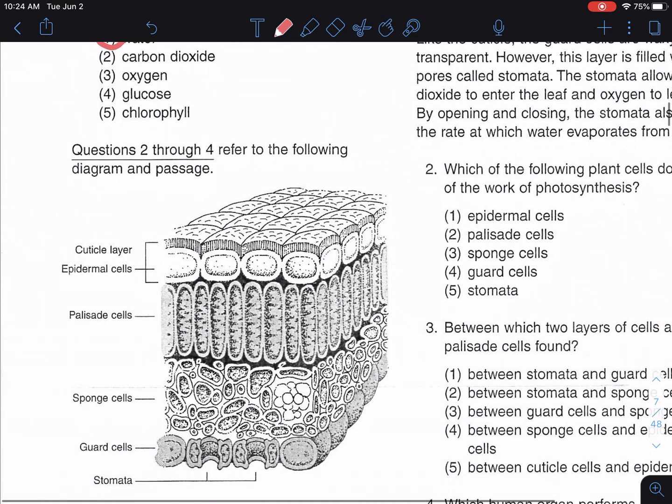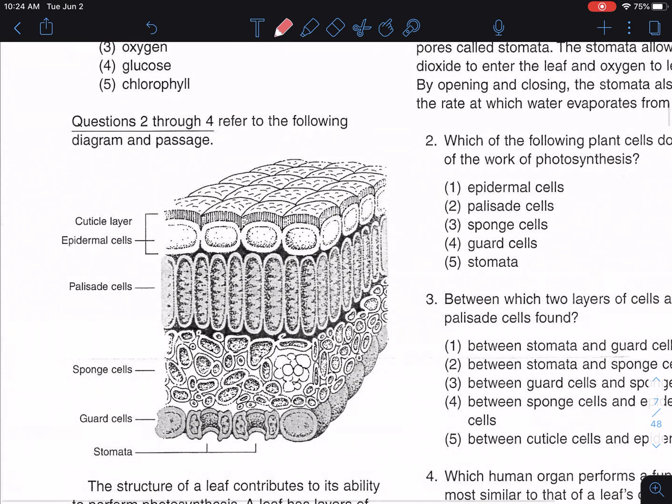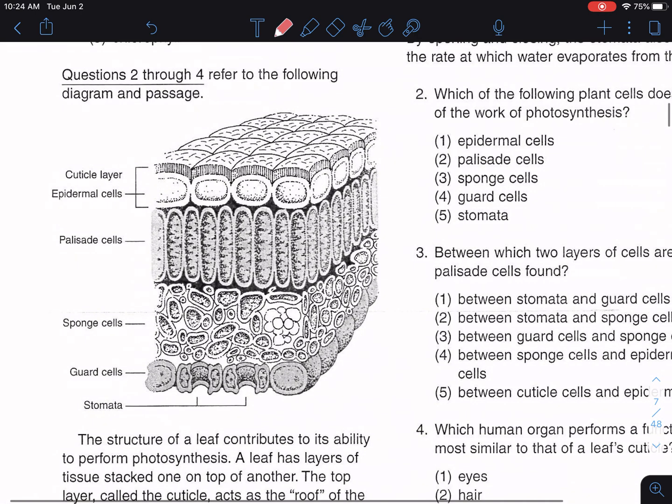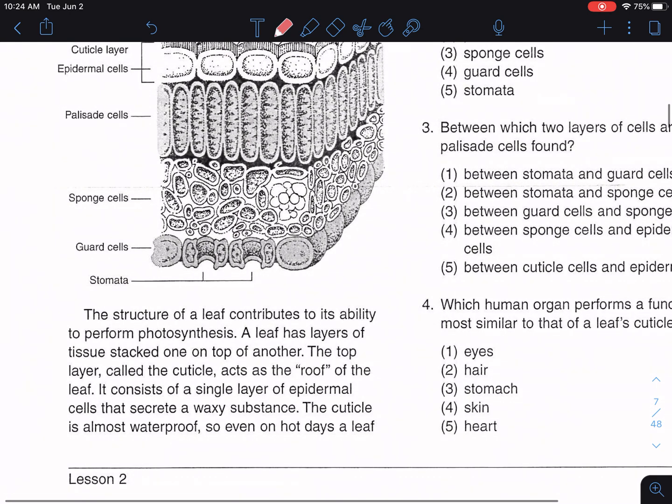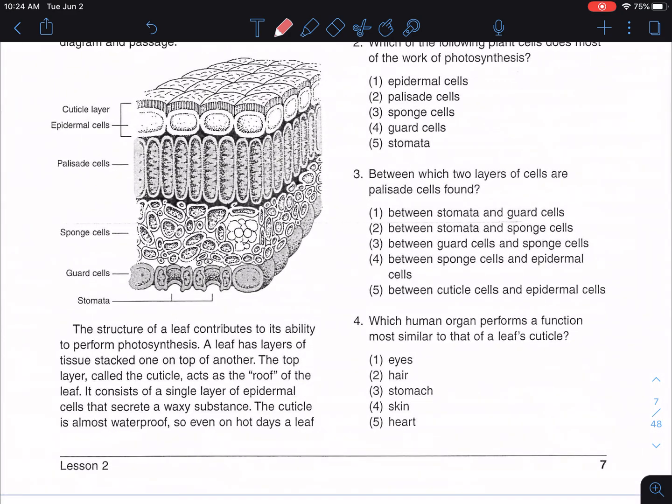Okay, so now it says, questions 2 through 4. Refer to the following diagram and passage. Here we have the label for the structure of a leaf. The structure of a leaf contributes to its ability to perform photosynthesis. So remember, this is the structure of a leaf.